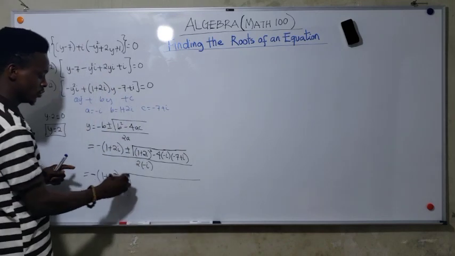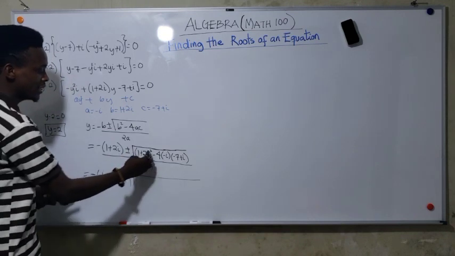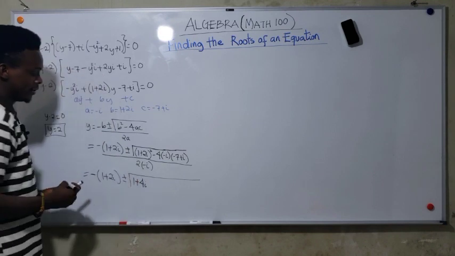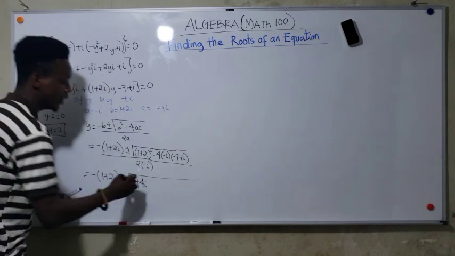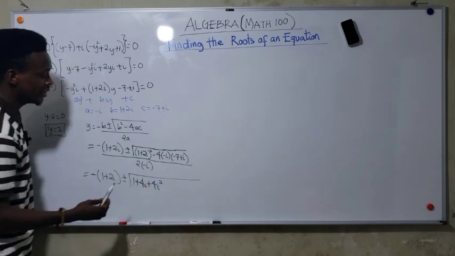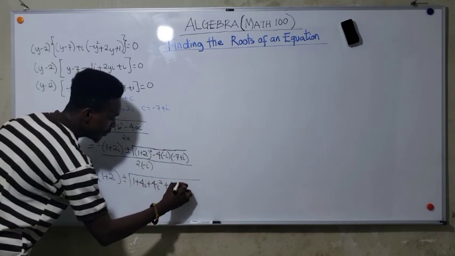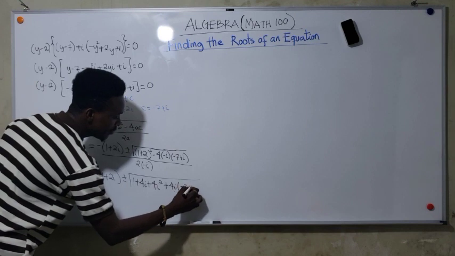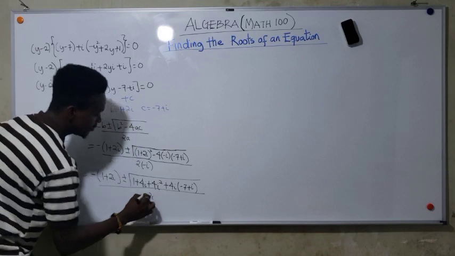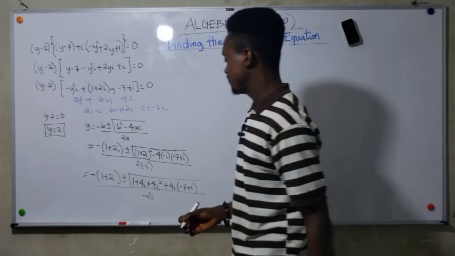We have 1 squared, which is 1. We multiply 1 times 2r, we have 2r. 2r times 2, we have plus 4r. We square the last thing, which is 2r, we have 4r squared. If we multiply negative times negative, we have positive, so we have positive 4r times (minus 7 plus r), all divided by minus 2r, because 2 times minus r is minus 2r.